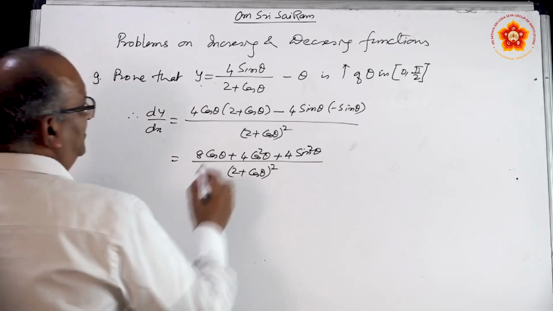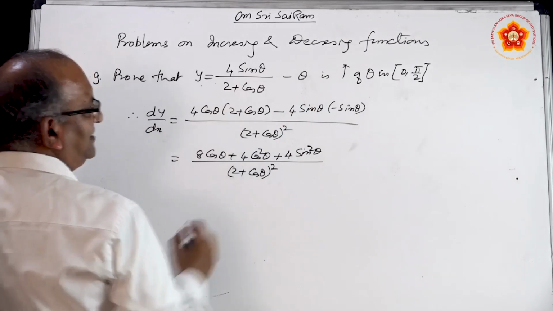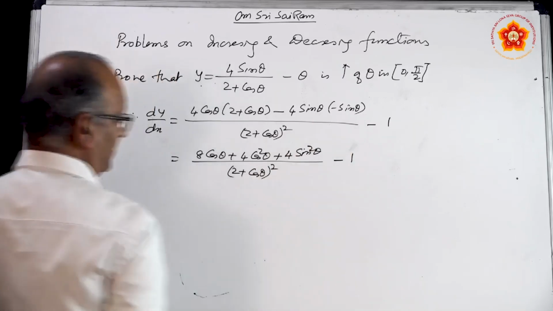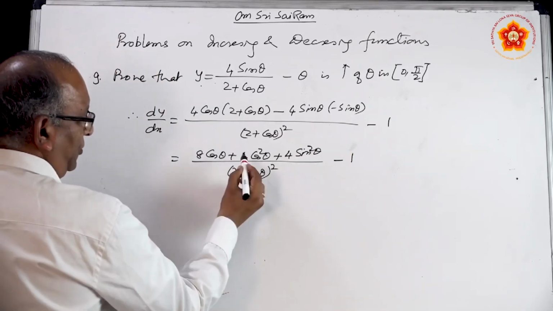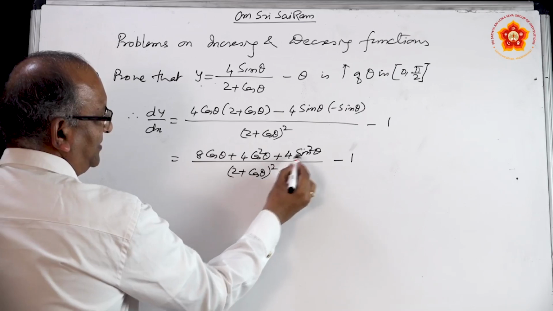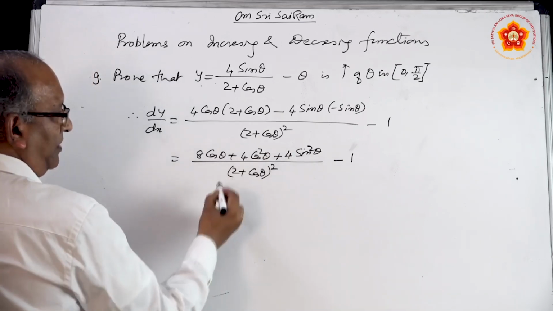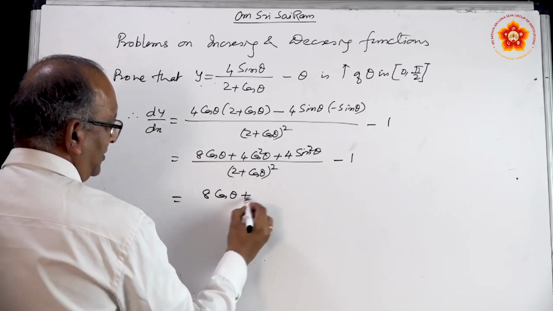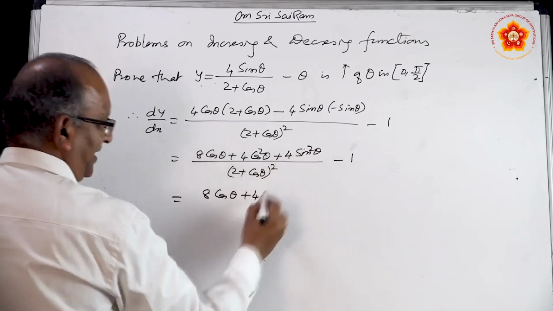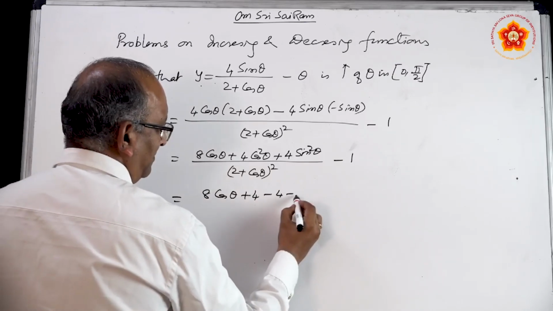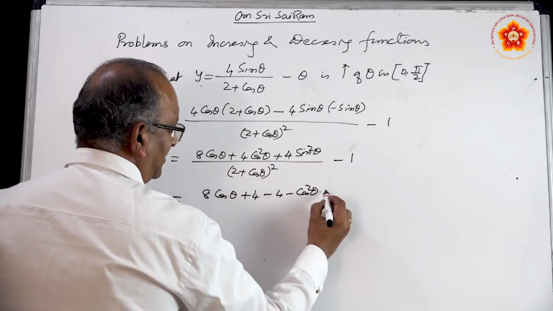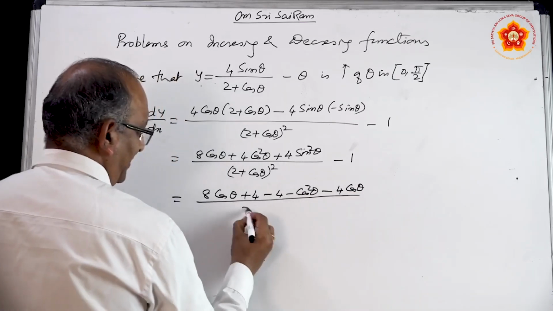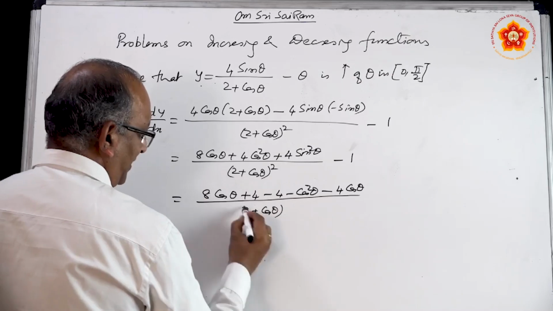One thing we have left, we left the derivative of theta. What is derivative of theta? It is minus 1. Simplify it further. We know 4 cos square theta plus 4 sin square theta, 4 can be taken common, it will become 4, and you will have 8 cos theta plus 4, this will go that side with negative sign, minus 4 minus cos square theta minus 4 cos theta, divided by 2 plus cos theta whole square.